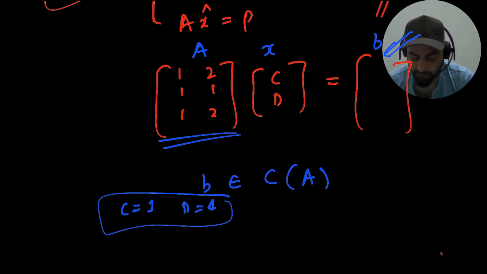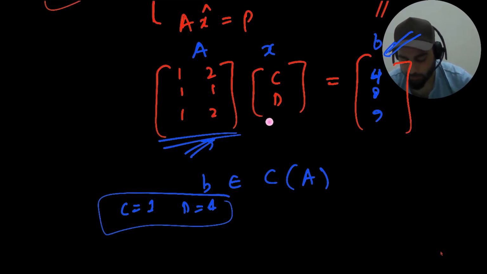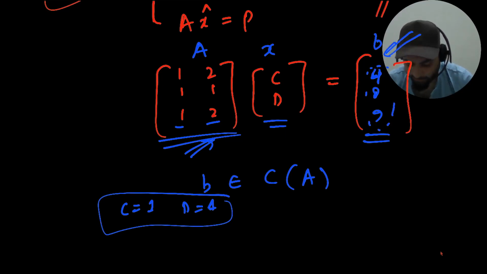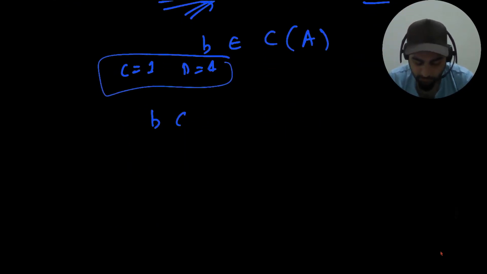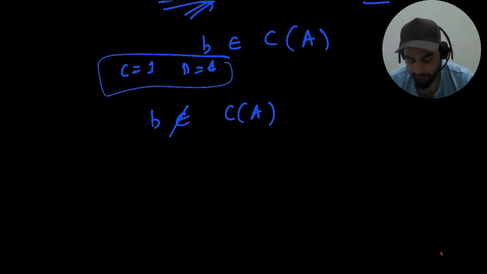Let's suppose I take some random things. I'll take 4, 8, 9. Now you cannot solve this equation. Here we have 3 equations and 2 unknowns, and you cannot take any linear combination in order to get this. So sometimes, and most of the times, b won't belong to this column space of A.